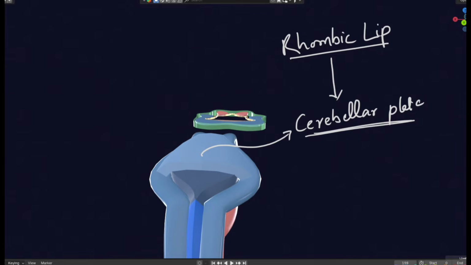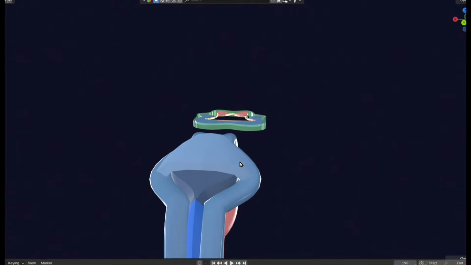Now what will happen with the cerebellar plate is that it will form two parts: this lateral part here, this lateral part as well, and then a midline part. So one midline part and two lateral parts bilaterally. These are also called the lateral cerebellar swellings and the medial cerebellar swelling. One medial cerebellar swelling and two lateral cerebellar swellings. So these are going to form the cerebellum. Now let's see what happens with them.